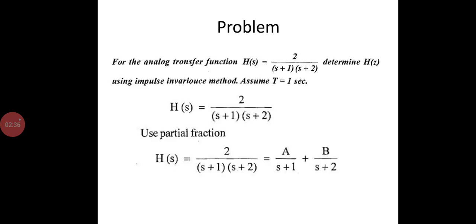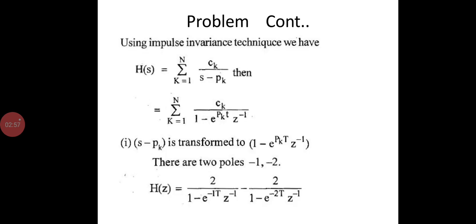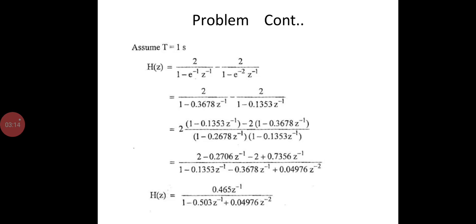Now, while solving problems, let us see one problem. For the analog transfer function H of S given, determine H of Z using the impulse invariant method, and they are also given the value of capital T equal to 1. Here we split this using partial fraction expansion. Since we have two terms, we want to find the values of A and B. Finally, we convert the S-plane expression into the Z-plane. Substituting T equal to 1 and simplifying, we finally get the digital transfer function.